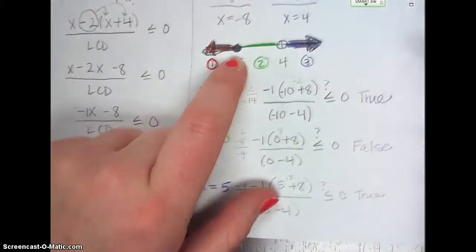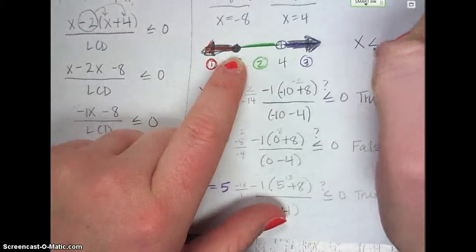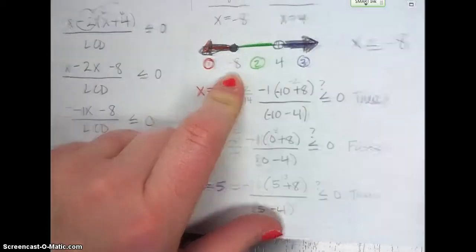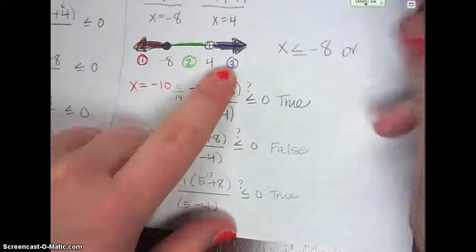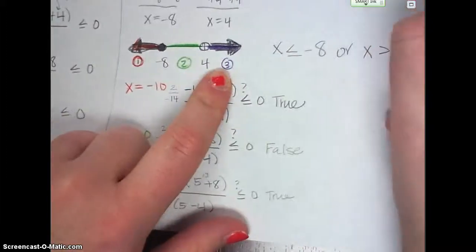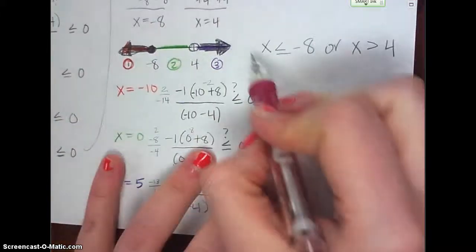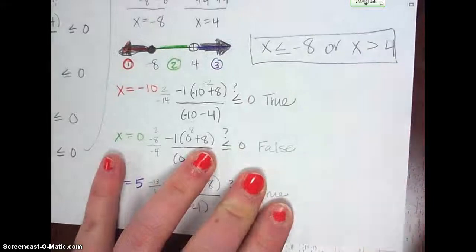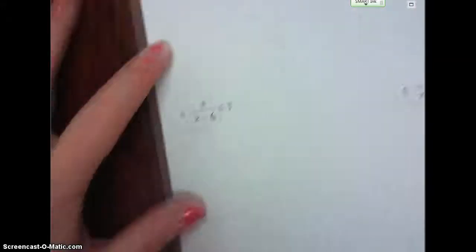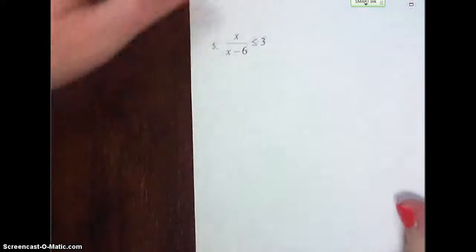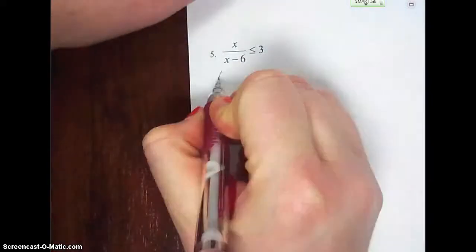So on this one, we're going to say x is less than or equal to -8, or because I have 2 pieces, I have to say or x is greater than 4, and that is going to be our answer. Okay, so let's do another one. Let's see what I have room for. We'll do number 5. So number 5, we're going to subtract the 3 over first.